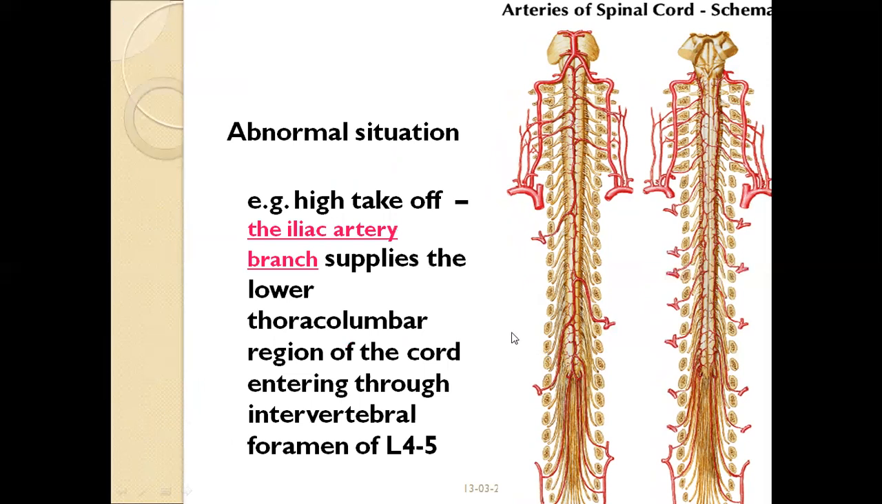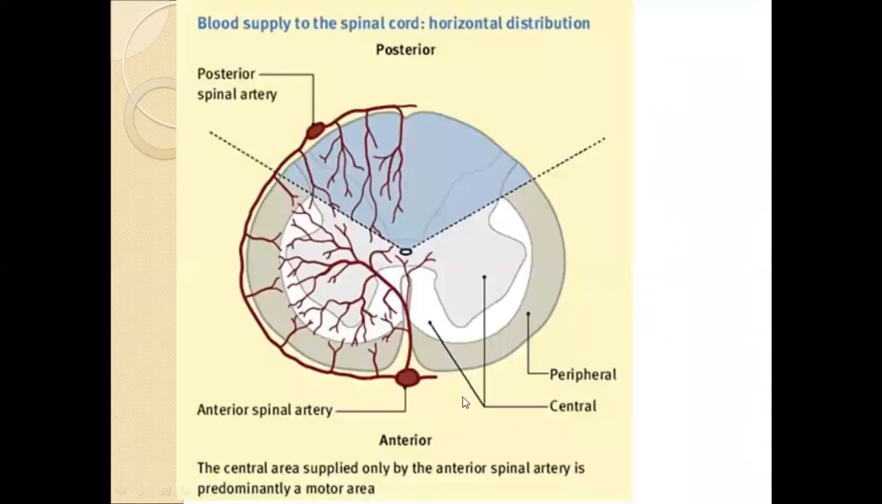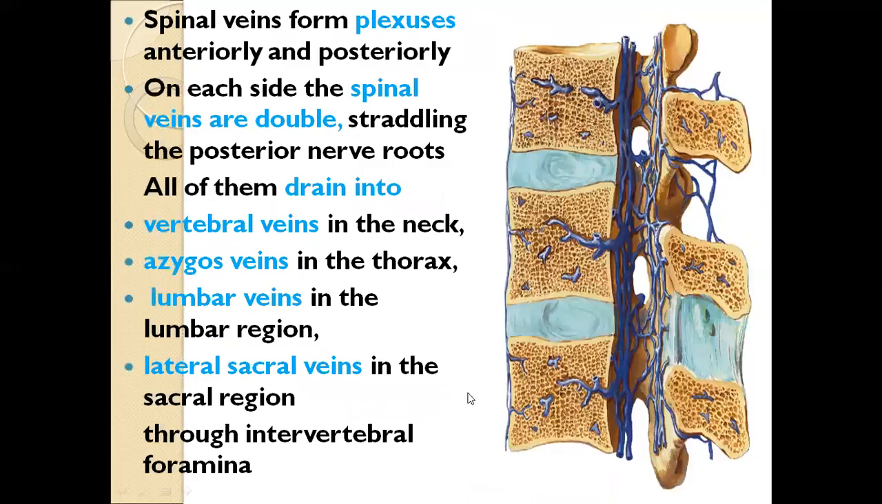Okay, these are the different pictures. Abnormal situations, high takeoff, it may come from the iliac artery branch, supplies the lower thoracolumbar region of the spinal cord, entering through intervertebral foramen of L4 and L5. Okay. So these are the spinal branches.